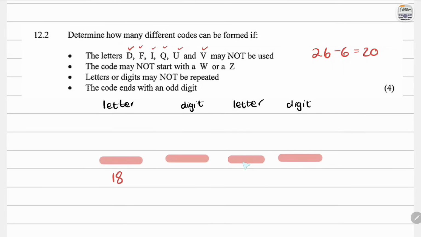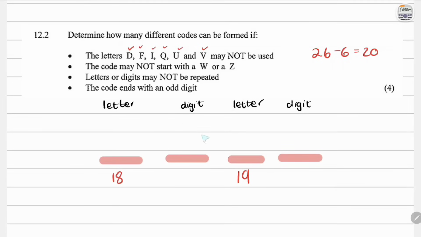And then let's look at the second letter. Remember that repetition is not allowed. They say you may not repeat. So how many can we use here? If you were allowed to repeat, you would be allowed to use 20 letters, but you can't repeat. So now you're down to how many? 19, because a letter would have been used here. So to ensure that you don't repeat, we'll say 19.